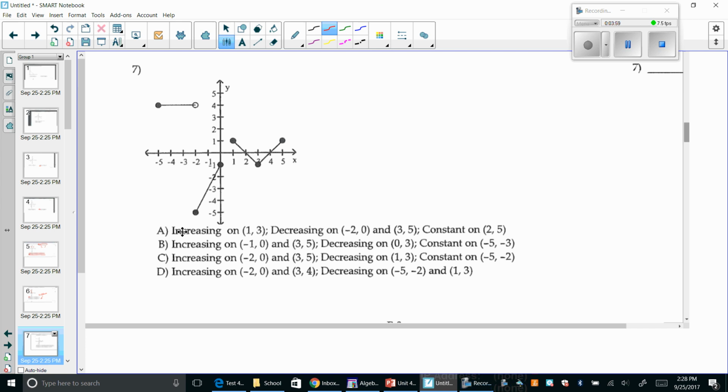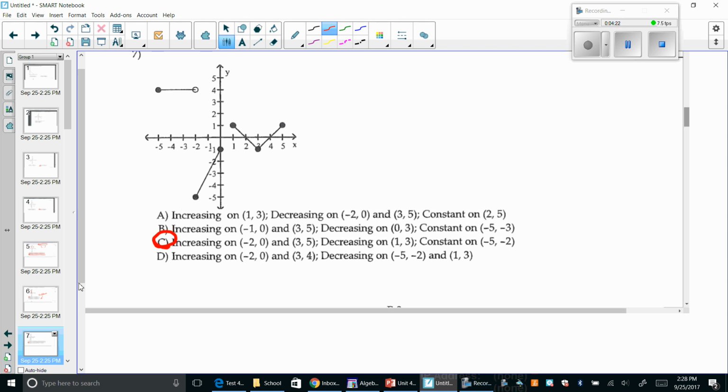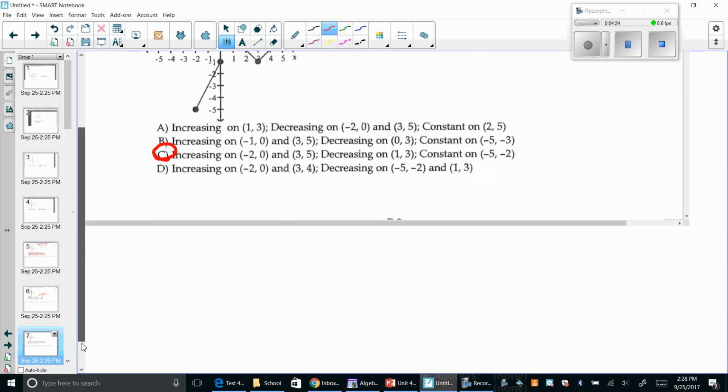Number 7, again, constant is from negative 5 to negative 2. And if you look at the constant, the only one that has negative 5 to negative 2 for constant is C. I can look at these others. It's increasing from negative 2 to 0 and from 3 to 5, and it's decreasing from 1 to 3. So it does fit for the rest of the questions. But all I really had to look at was when it was constant.